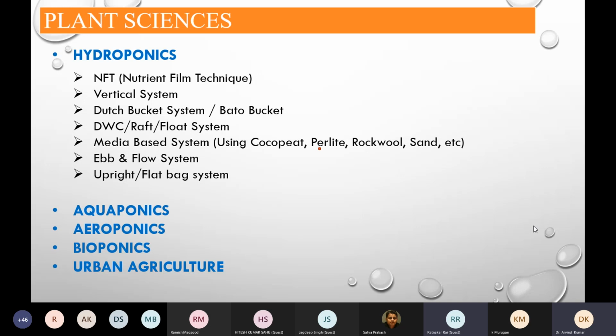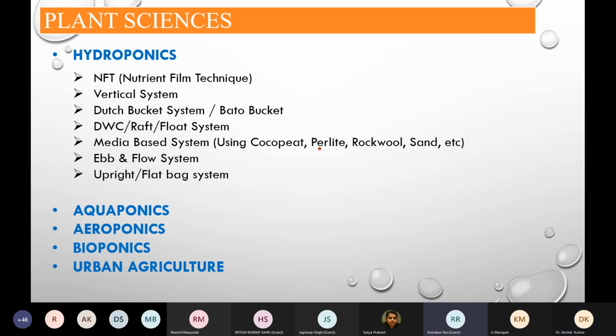So the next one is any media-based system. Now, although a Dutch bucket system is also a media-based system, whenever you talk about media-based system, the media has to be prepared right. There are some medias that are already made for us, like Leca balls, Hydroton, rock wool, and things like that. Oasis cubes, they have started manufacturing in India, so we have that also.